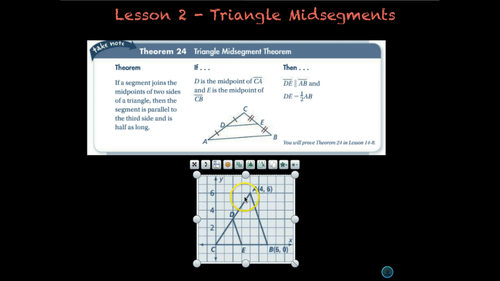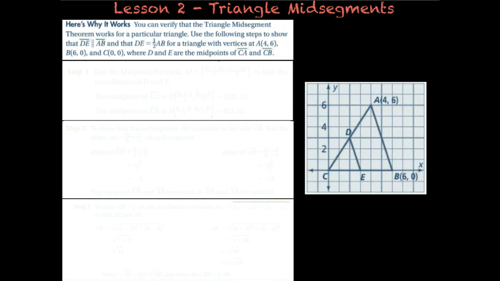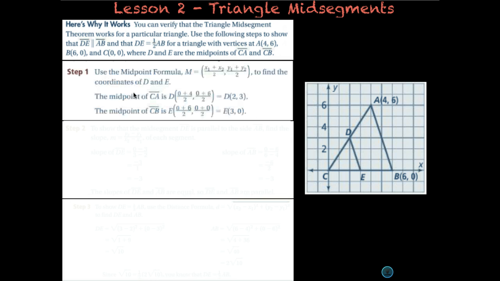What we've done is we've taken a triangle, put it on the coordinate plane, and we have put in a midpoint. And I'll prove to you that that's a midpoint. And we're also going to then prove that these two lines, DE and AB, are parallel. So let's go ahead and look at step 1. How do we know that D and E are midpoints?